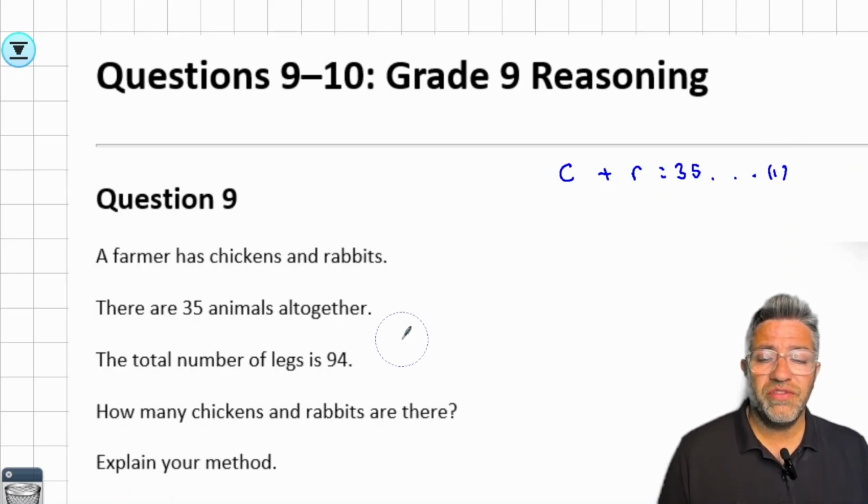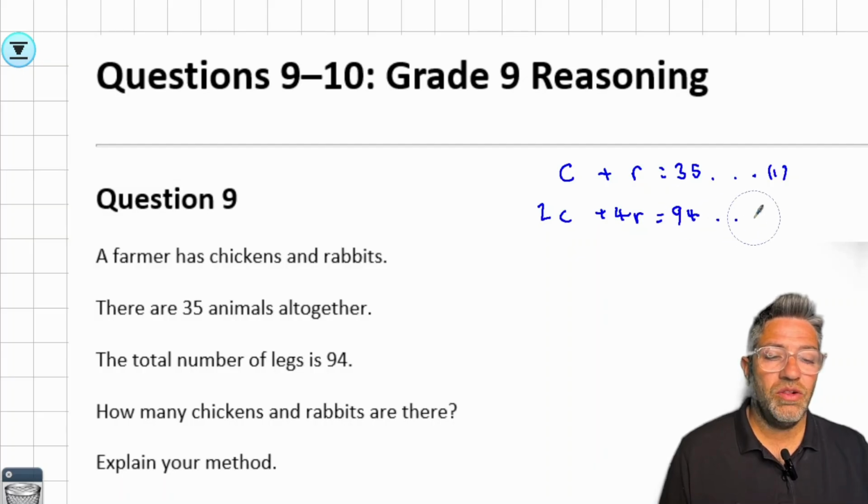The total number of legs is 94. Worth remembering here, sounds common sense, chickens do only have 2 legs. Rabbits, 4 legs. So however many chickens there are multiplied by 2, however many rabbits there are multiplied by 4, and the total number of legs is 94. Let's call that equation 2.